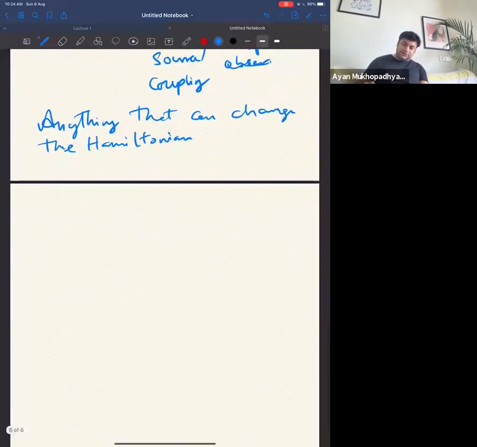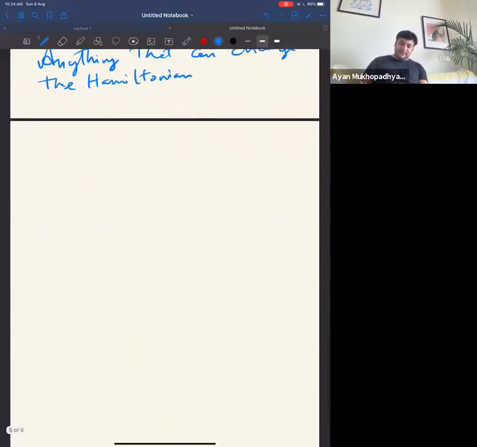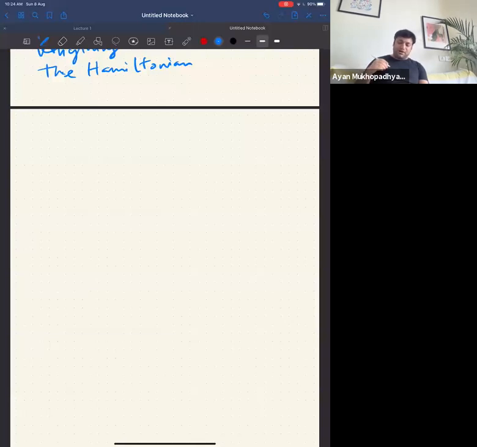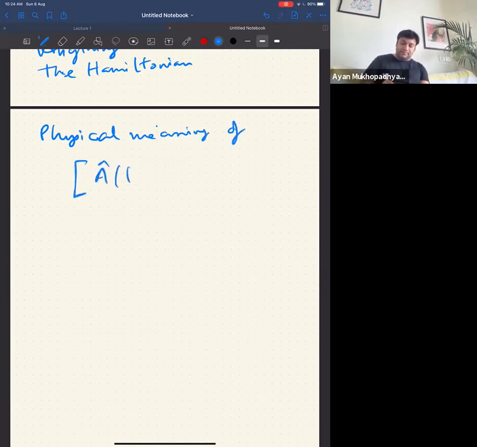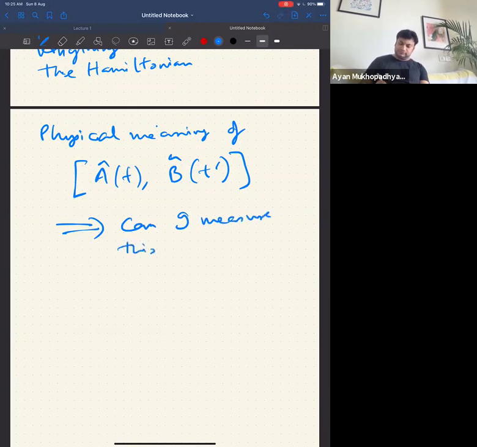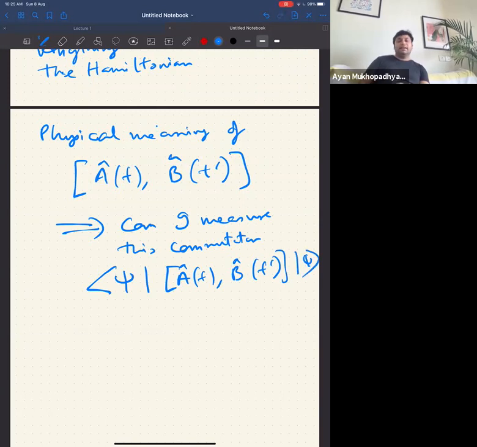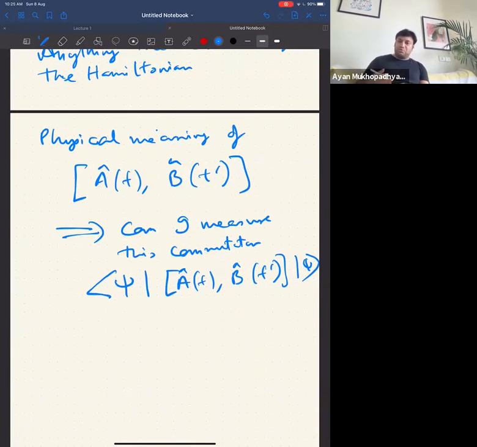Now I'm going to ask the following question, and tell you about the physical meaning of different things. If I have two observables, say A and B, and I take a commutator like this, can I measure this commutator? Can I do something like this? Can I measure such a thing? What does this actually mean?